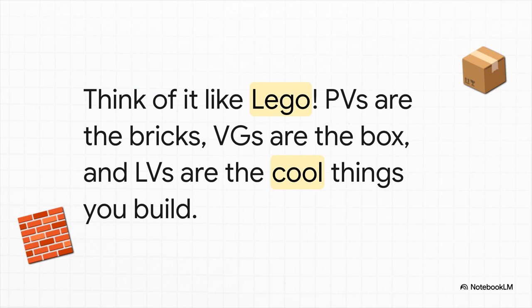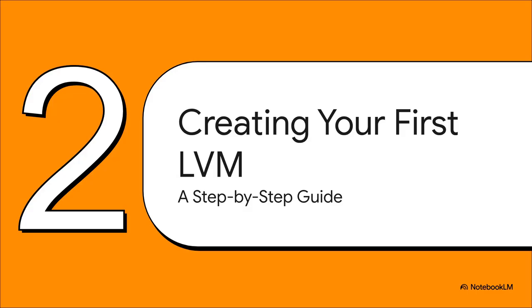Honestly, this is the best way to think about it. It's just like Lego. Your physical volumes are the individual bricks. You take all those bricks and you toss them into one giant bin. That bin is your volume group. Then, whenever you want to build something cool, you just reach into that bin and create a new structure. That structure is your logical volume. And the best part, if you need to make it bigger later, you just grab more bricks from the bin and add them on.